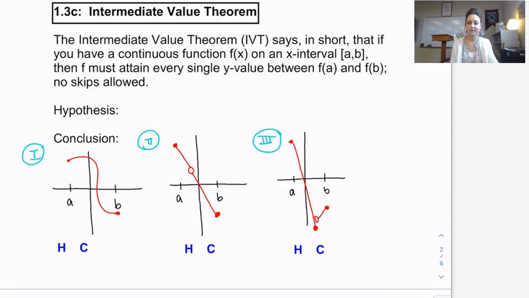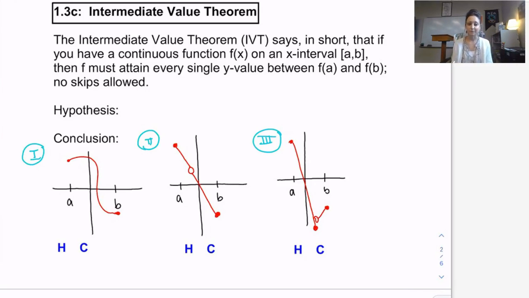So Intermediate Value Theorem says that if you have a continuous function f of x on a closed interval from a to b, then f has to attain every single y value between f of a and f of b. So this is really just a continuation of continuity. It's really just saying you can't have any skips. So every y value between your endpoints has got to be covered.